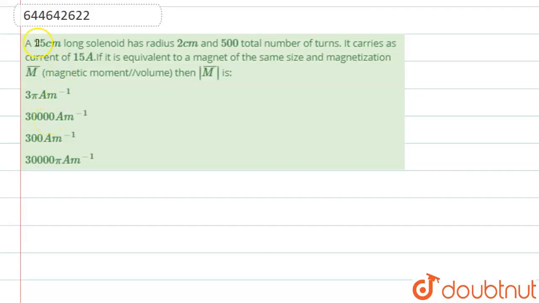Well, hello students, now we're going to see this question. The question says that a 25 centimeter long solenoid has a radius of 2 centimeter and 500 total number of turns. It carries a current of 5 ampere. If it is equivalent to a magnet of same size and magnetization M, then we need to find the magnetization M.